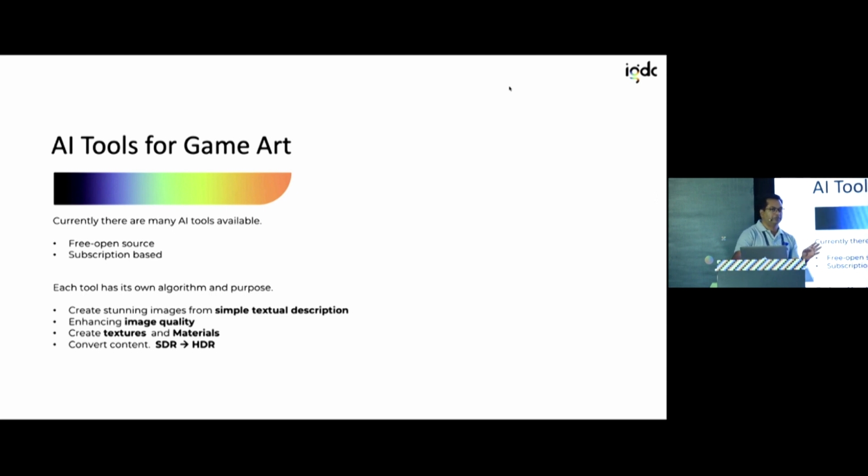We can categorize these: simple text to image generation, like Midjourney or Stable Diffusion, enhancing image quality, creating textures and materials, PBR materials and textures, and converting SDR to HDR content. Microsoft recently did this for their Xbox system, and they were able to convert a huge amount of SDR, the standard dynamic range content, to high dynamic range content, that is HDR, and that was very efficient.